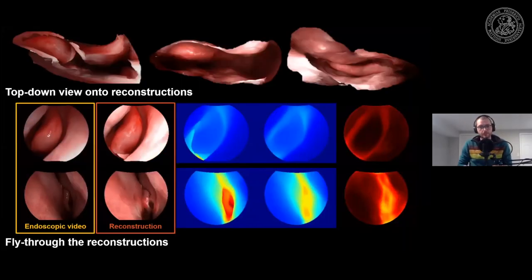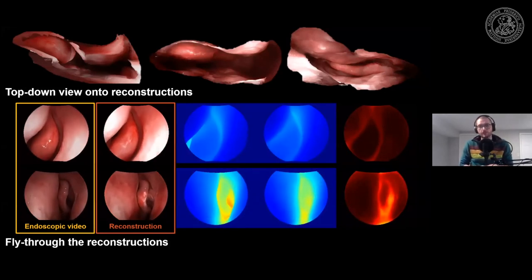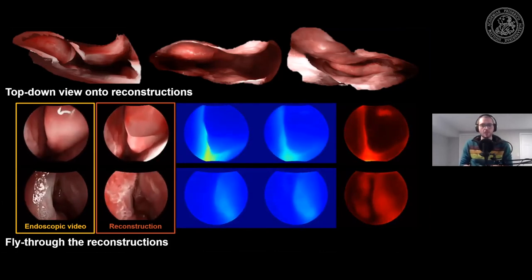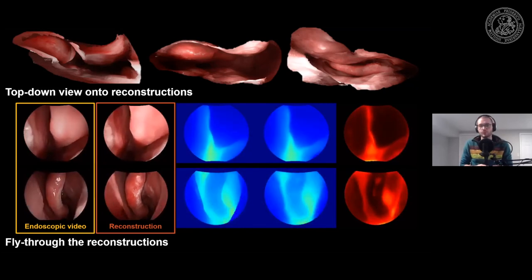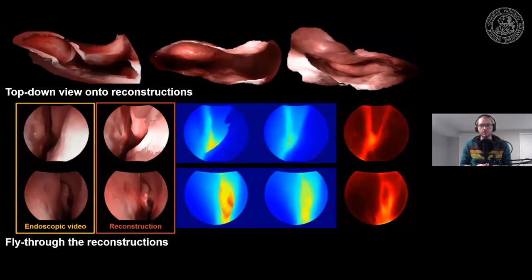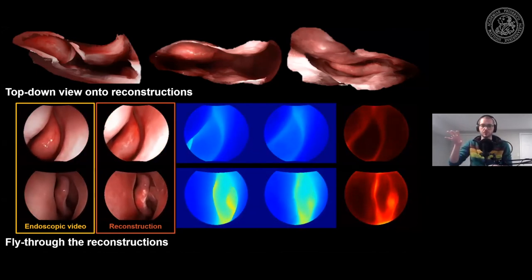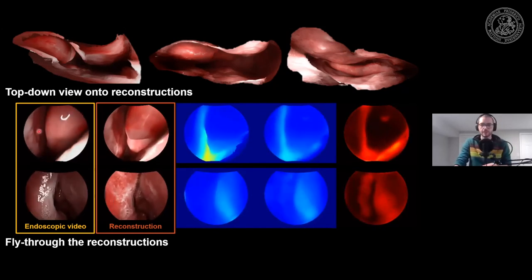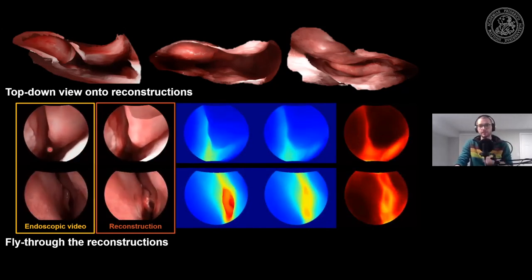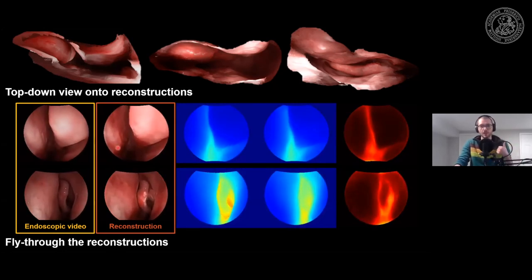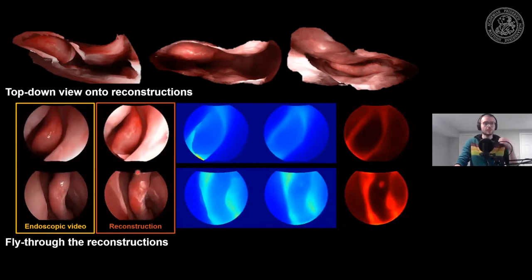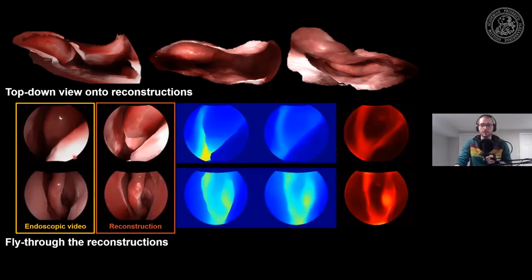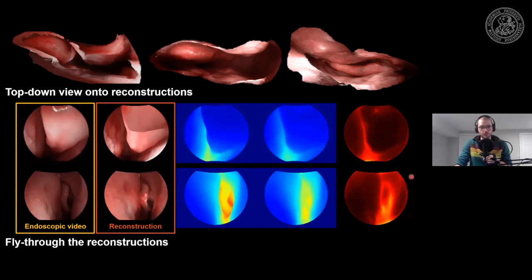So how well does this work? These are some qualitative visualizations of how well these reconstructions look when we apply them on clinical sinus endoscopic video. On the top, you can see a top-down view onto three representative reconstructions that we get from three different patients from a perspective that has never been seen using the endoscope. And here on the bottom, what you can see is two representative videos. On the left-hand side, you see the endoscopic video sequence that is used to reconstruct the 3D model like the ones up here. And in the second column, you see a fly-through video through the same reconstruction rendered from the same camera position as the one of the true endoscopic video sequence.